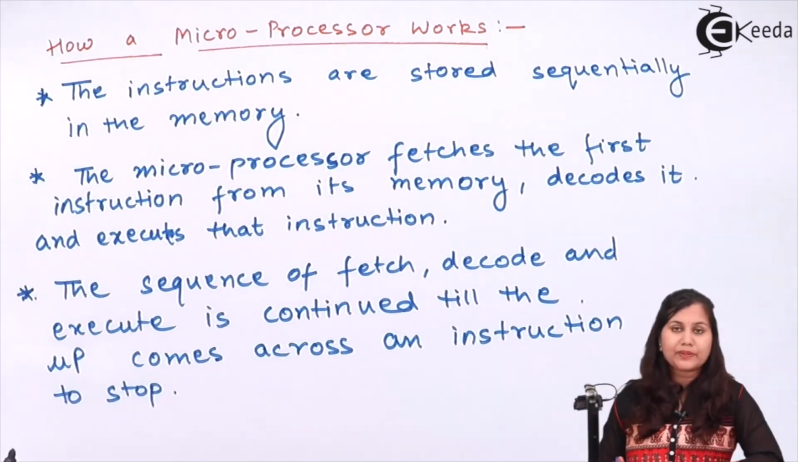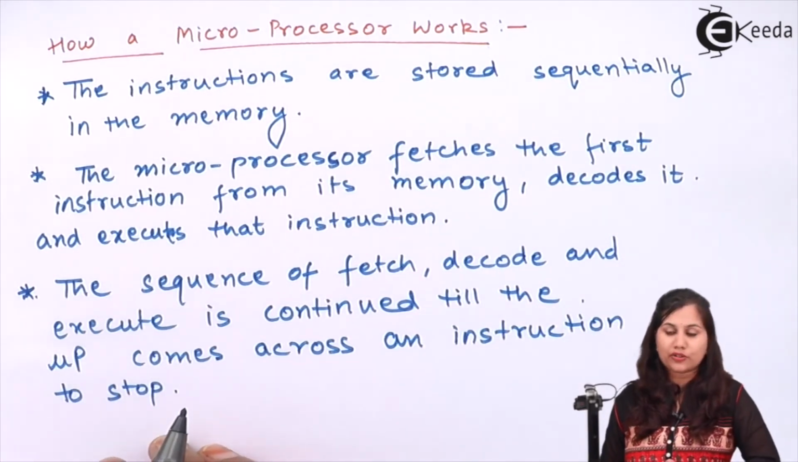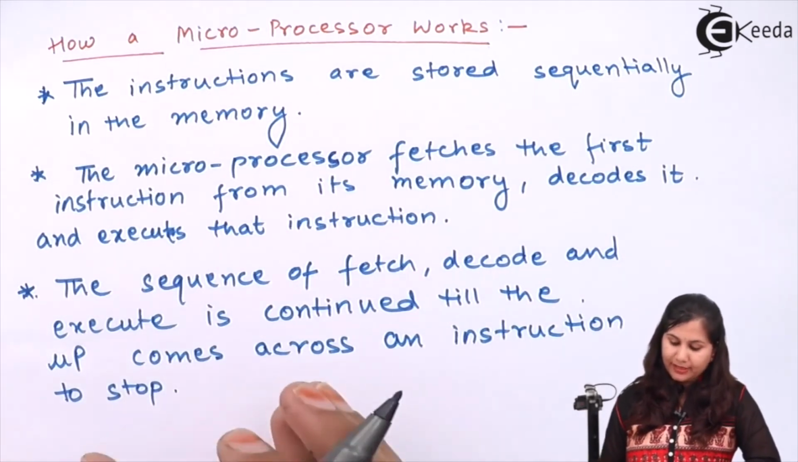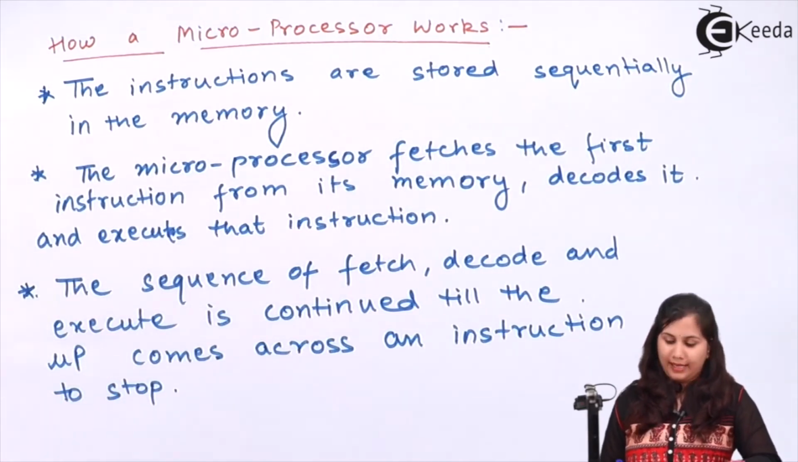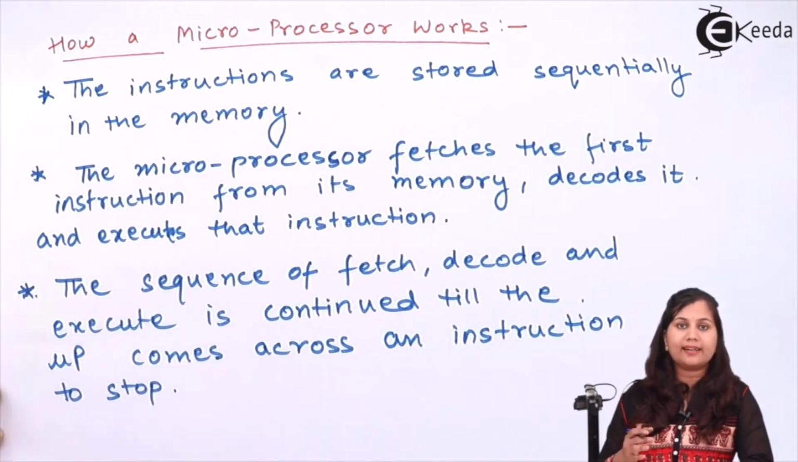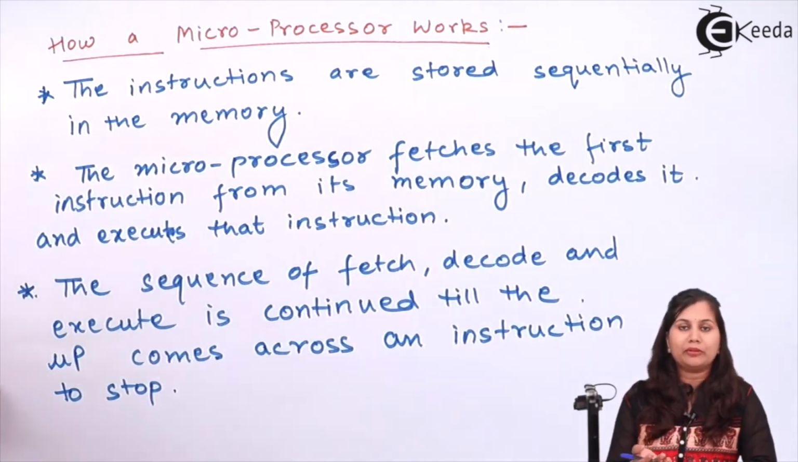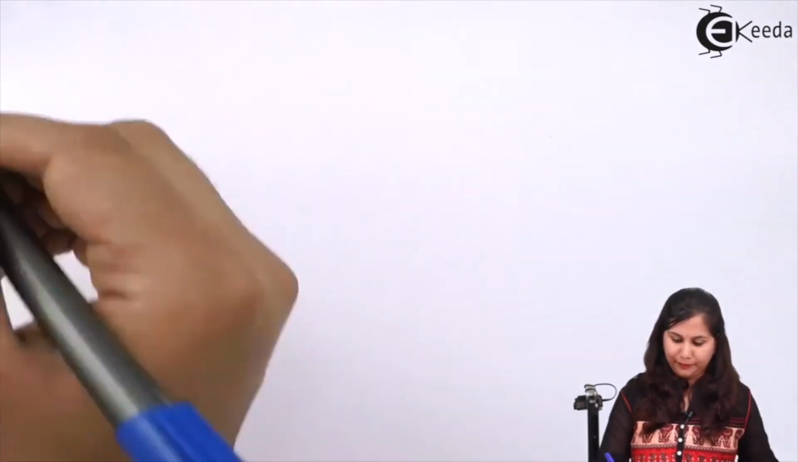During this process of fetching, decoding and executing the instruction, the microprocessor is using data. This data is provided to the microprocessor by the buses, and all the data, results, all the things are passed from the microprocessor to the memory and the input output devices through these buses.